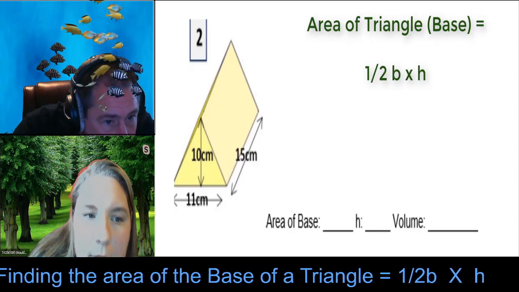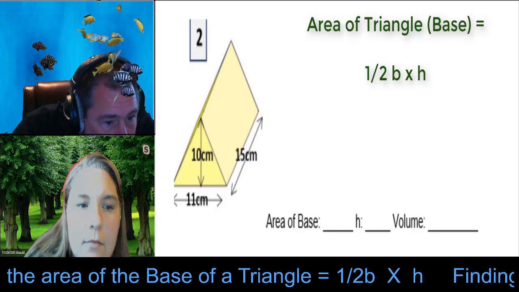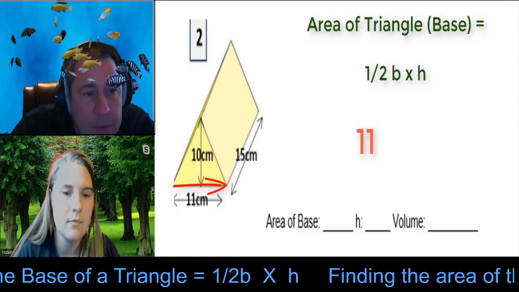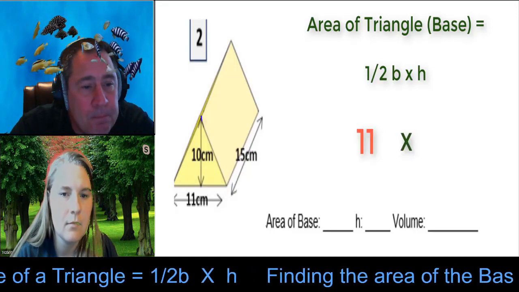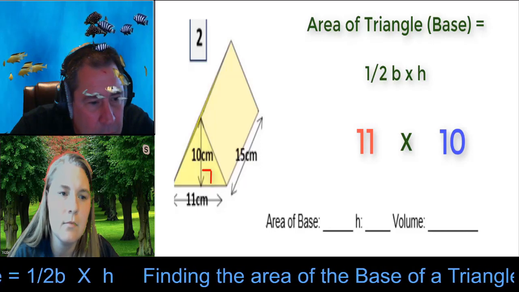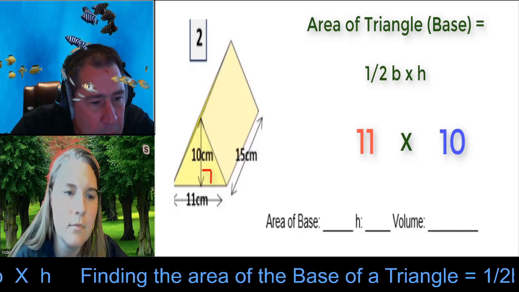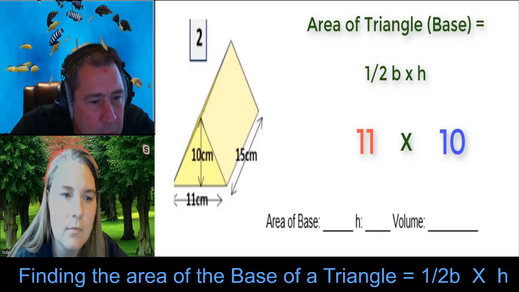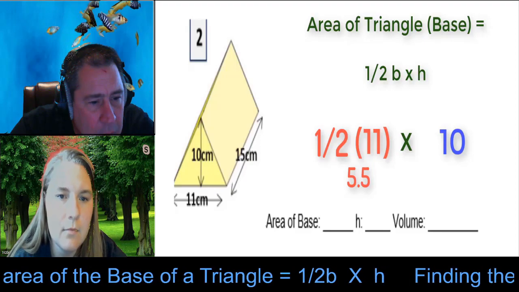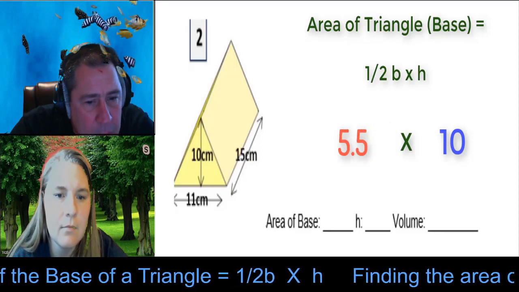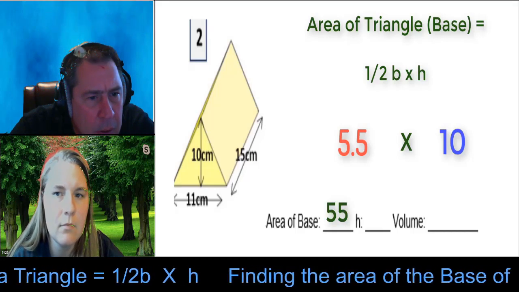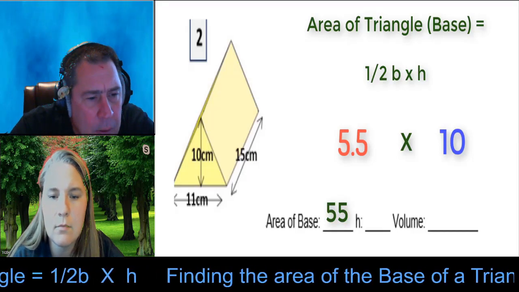We are going to find the area of the base of a triangle. Let's take a look here. We know that the base of this triangle is 11 centimeters. We know that the height of the base there is 10 centimeters. And so we're going to take half of the base, which is 11 divided by 2, which is 5.5. And we're going to multiply that times the height, which is 10. So 5.5 times 10 equals 55. So the area of our base is 55.